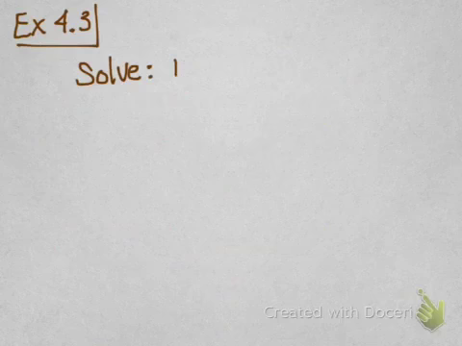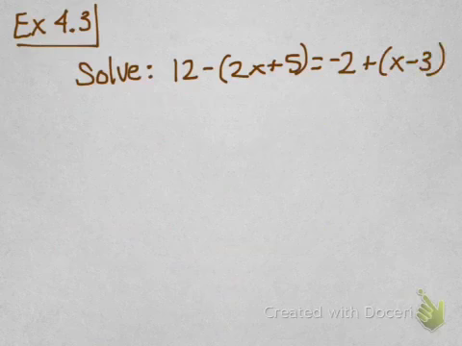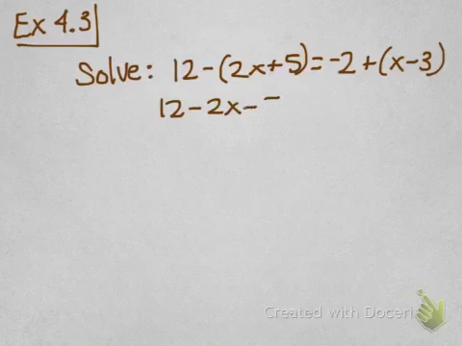Okay, so we'll do a couple of examples. Solve. 12 minus (2x plus 5) equals negative 2 plus (x minus 3). So the first thing we need to do is eliminate the parentheses. So we'll distribute that negative sign. 12 minus 2x minus 5 equals negative 2 plus x minus 3.